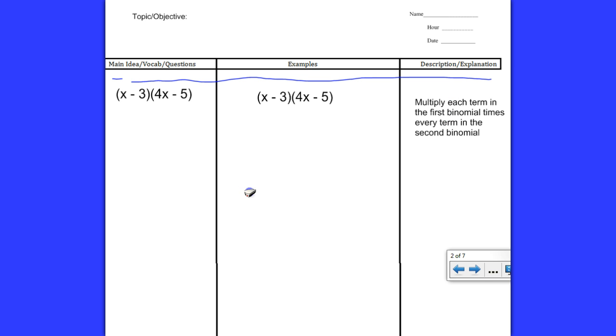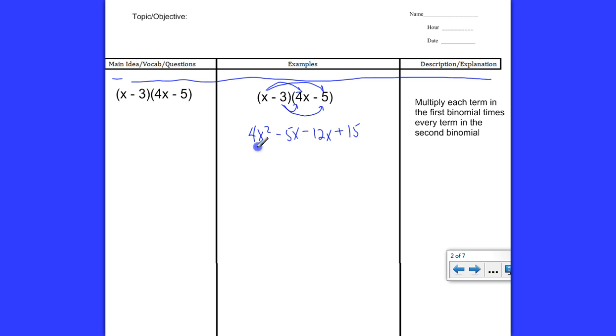Okay, so in this particular problem, you have x minus 3 times 4x minus 5. So copy it here in the middle, and let's start multiplying each term. x times 4x is 4x squared. Then x times minus 5 is minus 5x. And then we have minus 3 times 4x, which is minus 12x. And then we have minus 3 times minus 5. That's positive 15. Negative times negative is positive.